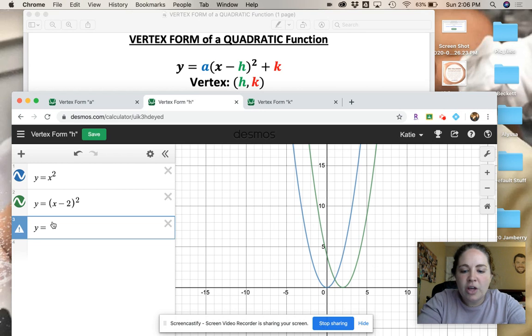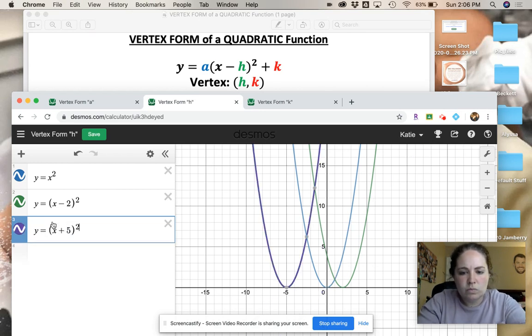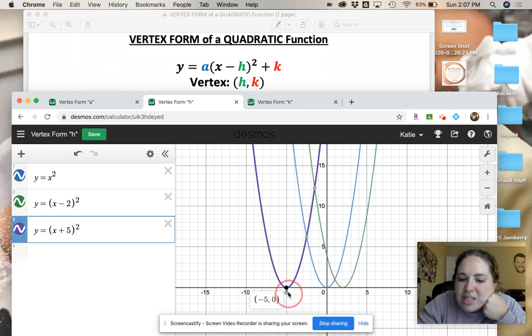Let's look at another example of what happens if I put x plus 5 inside the parentheses. So notice that my vertex is here at negative 5. So my h value is negative 5 because my vertex has moved to the left 5 units.